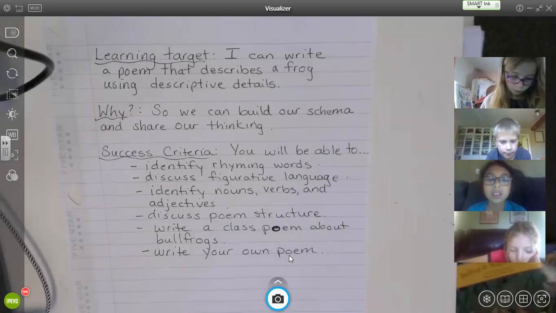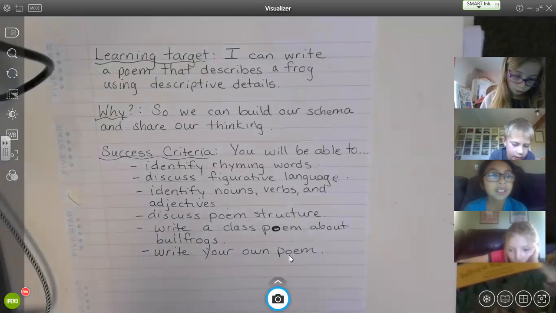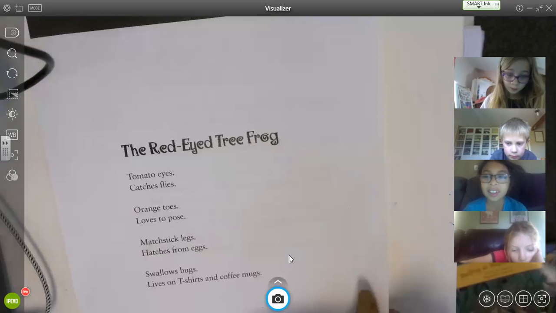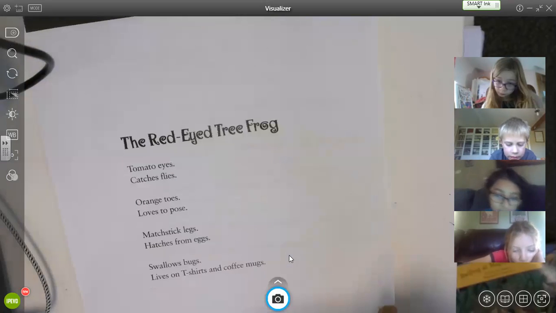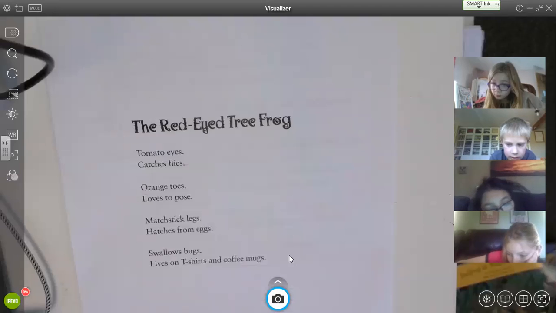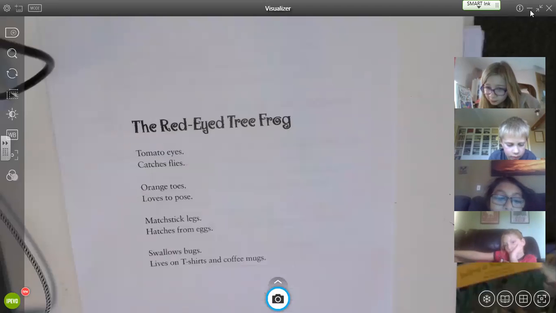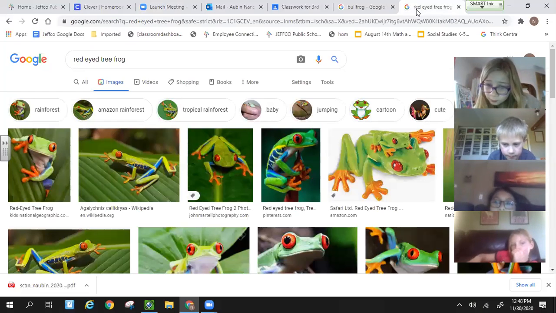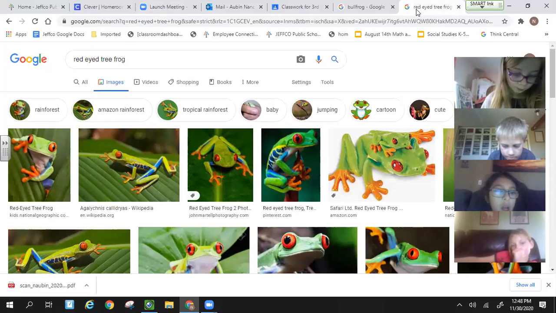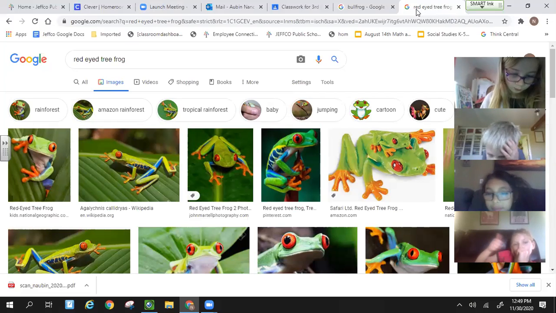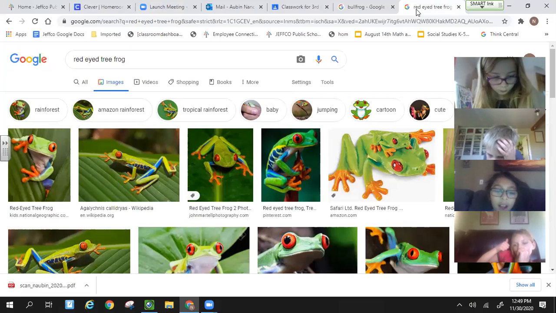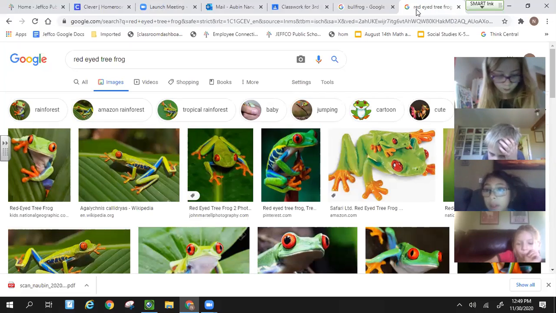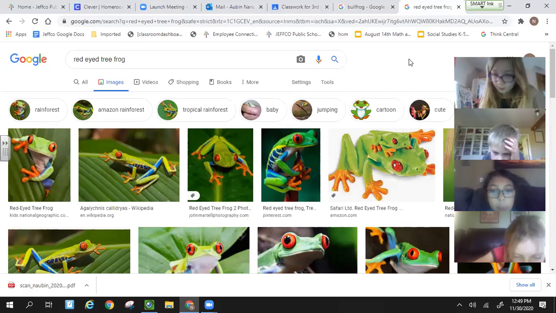So let's look at a special poem I have about the red-eyed tree frog. This is a poem about a frog that you have probably seen before. So let me show you. If you don't know what a red-eyed tree frog is, here are some images. Does the red-eyed tree frog look familiar now? I bet you've seen it different places. Now, I don't want to give away the poem, but I wanted to give you something to visualize.